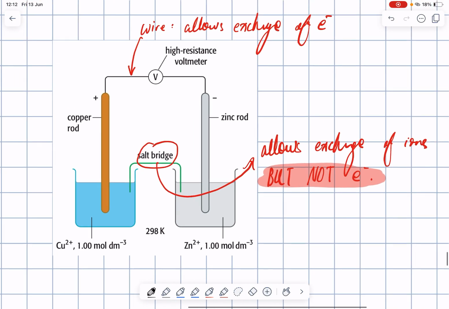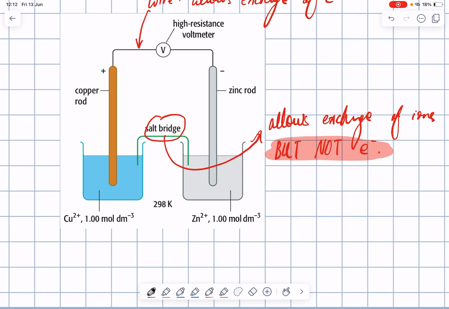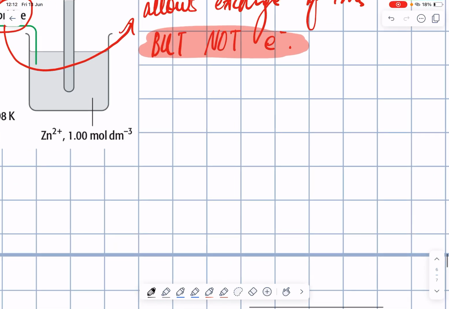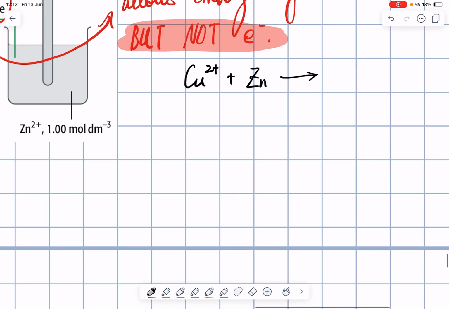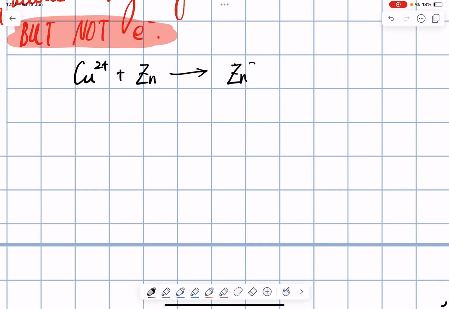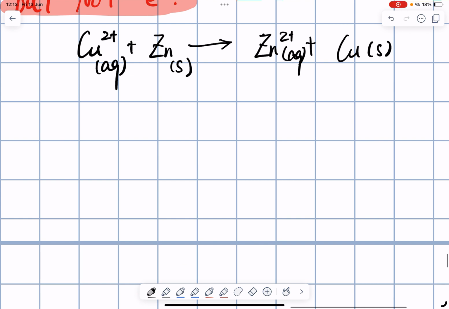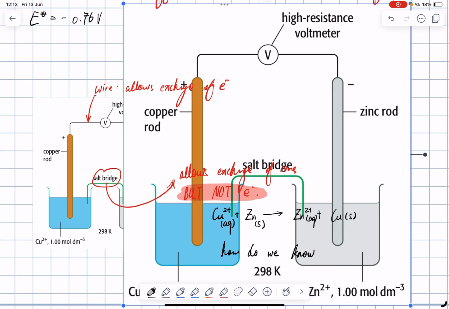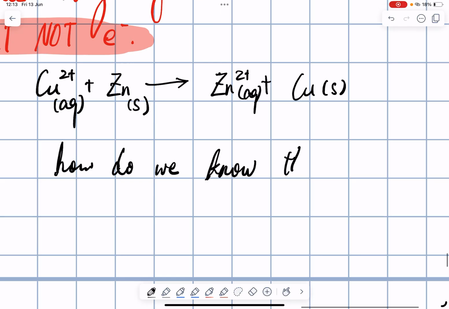So what's the net reaction of this cell? The net reaction is you got copper 2+ plus zinc, and you got zinc 2+ and copper solid. Don't forget state symbols. You'll lose marks for that. And how do we know this? Recall the electrode potential definition. How do you know this?